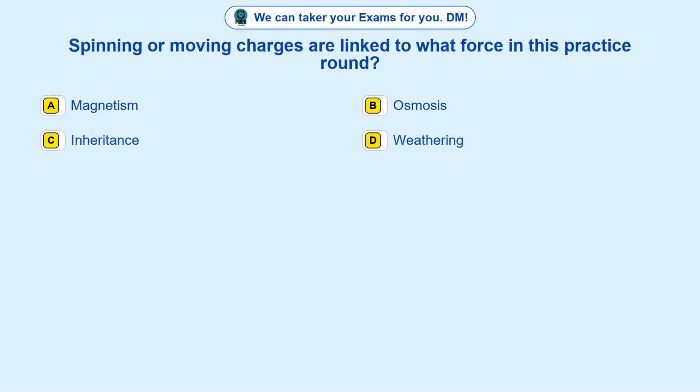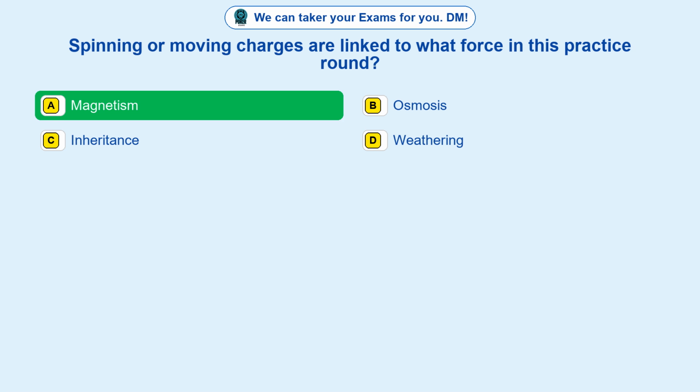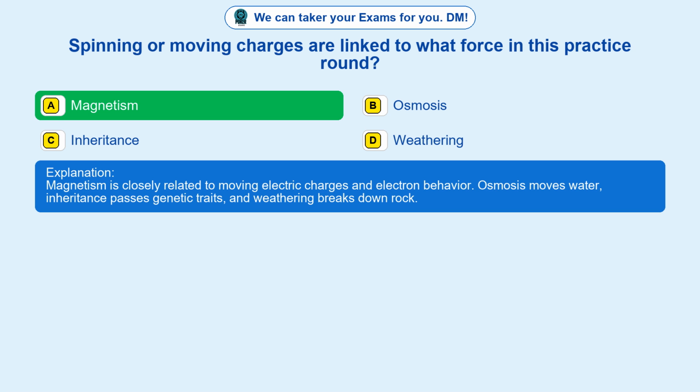Question 74. Spinning or moving charges are linked to what force in this practice round? Option A, magnetism. Option B, osmosis. Option C, inheritance. Option D, weathering. The correct answer is option A. Magnetism. Magnetism is closely related to moving electric charges and electron behavior. Osmosis moves water, inheritance passes genetic traits, and weathering breaks down rock.